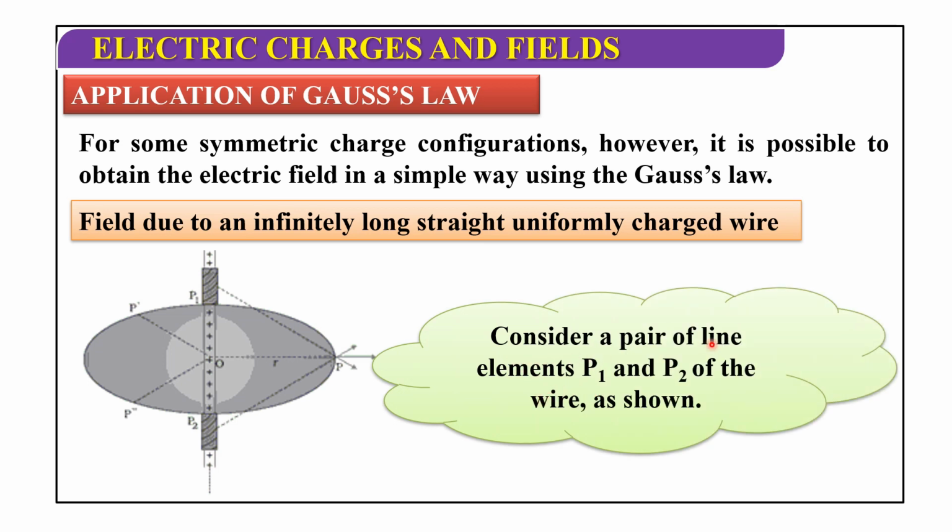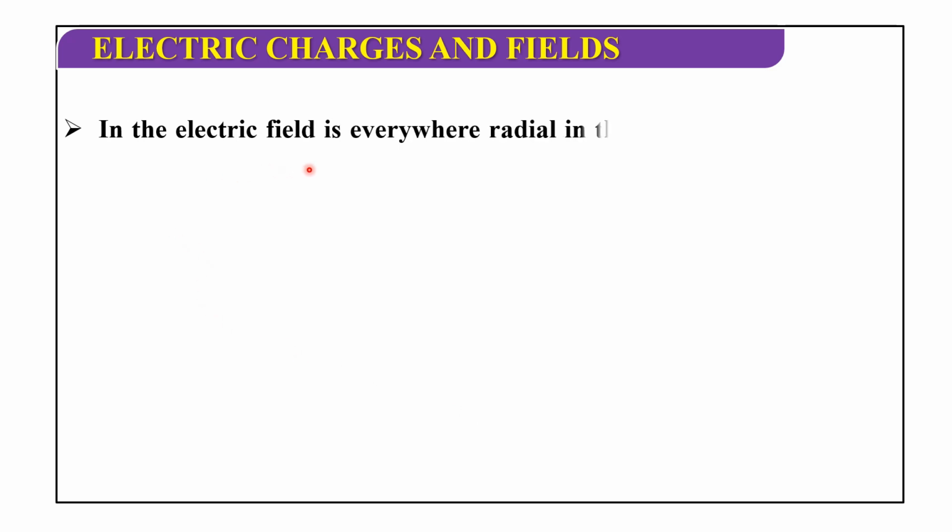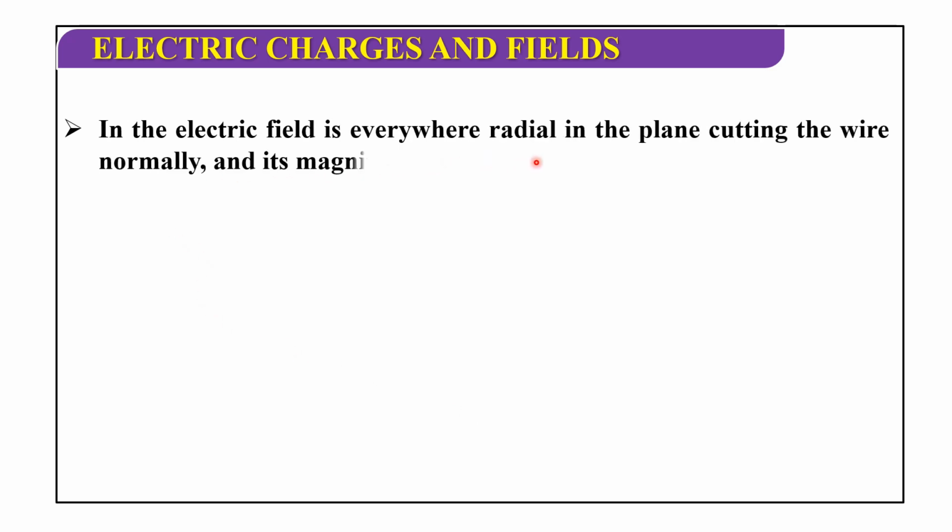So consider a pair of line elements P1 and P2 of the wire as shown. Here we are taking the pair of elements P1 and P2. The electric field is everywhere radial in the plane cutting the wire normally, and its magnitude depends only on the radial distance r.